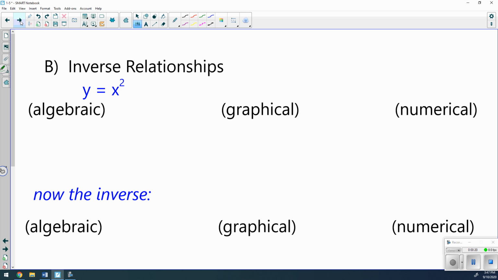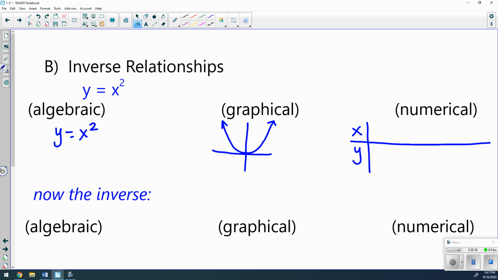So let's begin with a thought about y equals x squared. What do we know about y equals x squared? Well, algebraically, y equals x squared. Graphically, it's parabolic with its vertex on the origin. Numerically, it's formed from this input-output table. If I plug in -2, I'm going to get out 4. If I plug in -1, I get out 1. If I plug in 0, I get out 0. If I plug in 1, I get out 1. If I plug in 2, I get out 4.